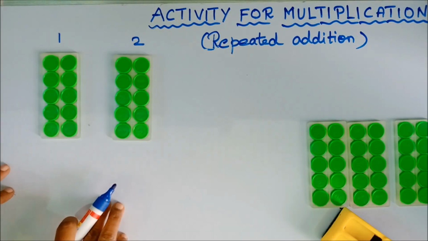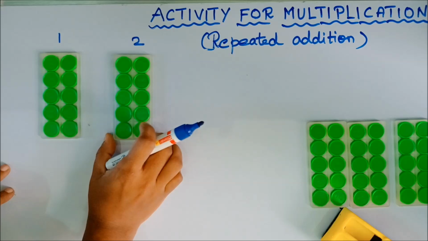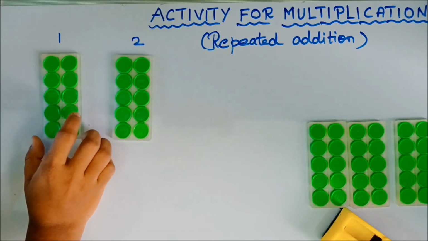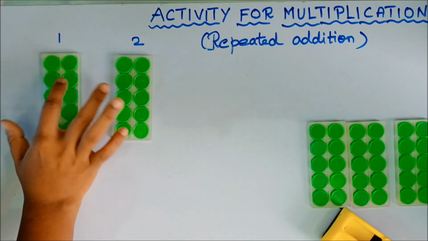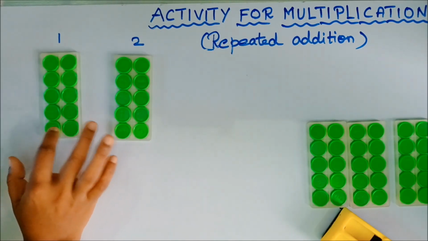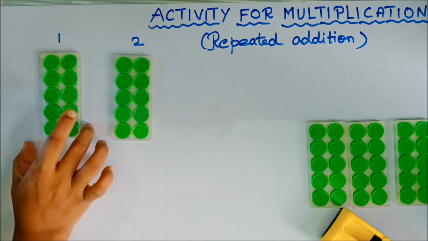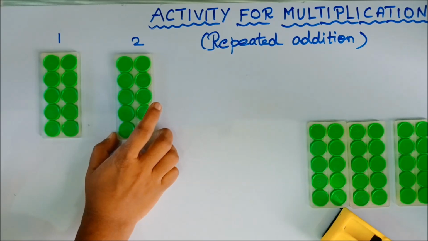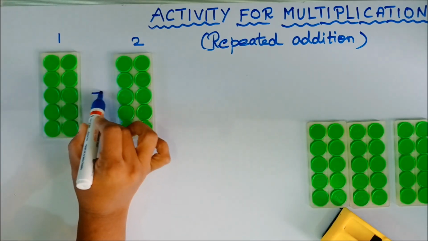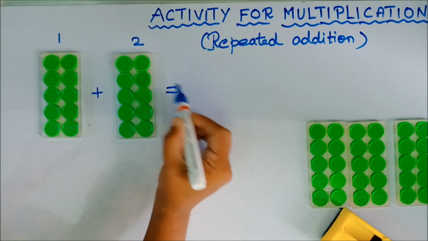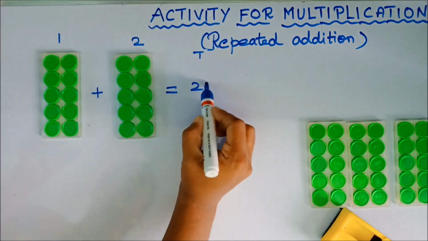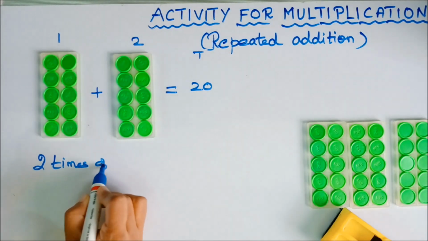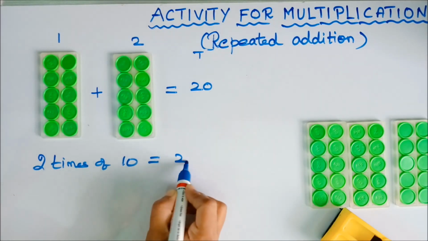Let us see one more example, children. Here I have taken 2 sets of coins. See here, let us count how many coins are in each set. Okay, 1, 2, 3, 4, 5, 6, 7, 8, 9, 10. So each set has 10 coins. This set also has 10 coins. So how can you find the total number of coins? By adding. So the total number of coins is 20. That is, if you add 2 times of 10, you get 20.